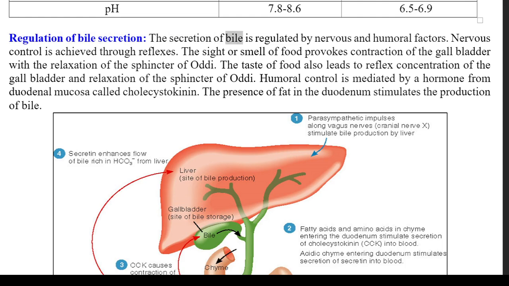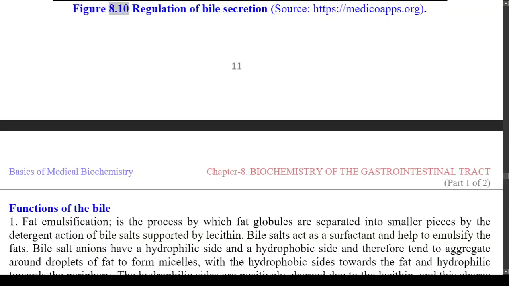Regulation of bile secretion. The secretion of bile is regulated by nervous and humoral factors. Nervous control is achieved through reflexes. The sight or smell of food provokes contraction of the gallbladder with the relaxation of the sphincter of Oddi. The taste of food also leads to reflex contraction of the gallbladder and relaxation of the sphincter of Oddi. Humoral control is mediated by a hormone from duodenal mucosa called cholecystokinin. The presence of fat in the duodenum stimulates the production of bile. Figure 8.10 Regulation of bile secretion.